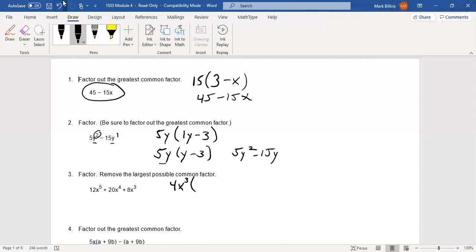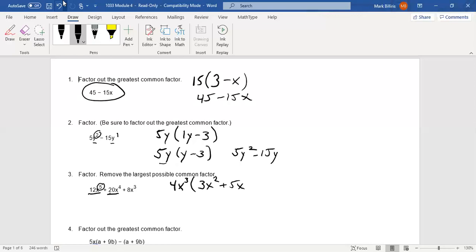Next, we divide this out of each term. So the first term, we have 12x to the 5th. So we start by dividing 12 by 4, and that gives us 3. Here we had 5 factors of x. We took out 3, so that would leave us with 2 factors of x. For the next term, we have 20x to the 4th. So we have positive 20 divided by 4 is positive 5. We had 4 factors of x. We took out 3, so that leaves us 1 factor of x.